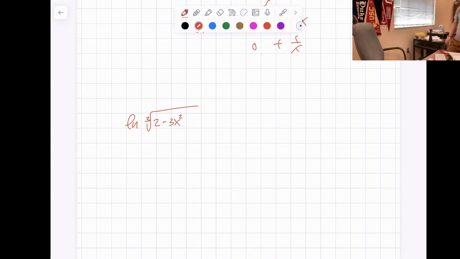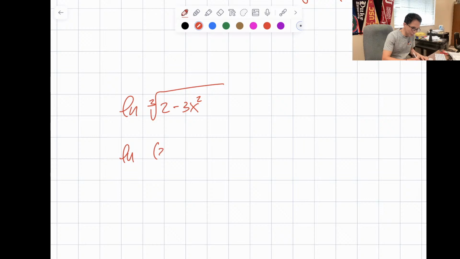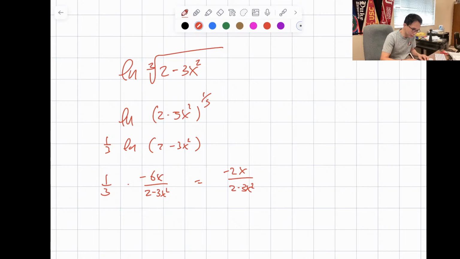So you guys are super smart, so you can pick up right away. You should not do u prime over u here because you can use a property. That's going to be 2 minus 3x squared to the 1/3 power, and you're going to do 1/3 natural log of 2 minus 3x squared. Now you can do u prime over u, so it'll be 1/3. The natural log is no longer there. Last year I saw the natural log still there after they took a derivative. It's not, so it'll be negative 6x over 2 minus 3x squared. And that's going to give you negative 2x over 2 minus 3x squared.